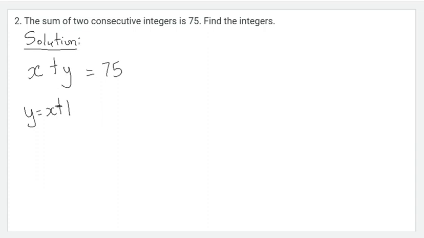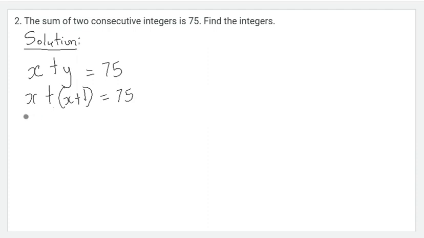So we can rewrite this the way it should be. x plus (x plus 1), let me put it in a bracket so it doesn't look confusing, is equal to 75. This is the first integer, and this is the consecutive integer to it, the next integer, making both of them consecutive numbers. Oh, this should be plus, sorry. Now we can collect like terms and move on.